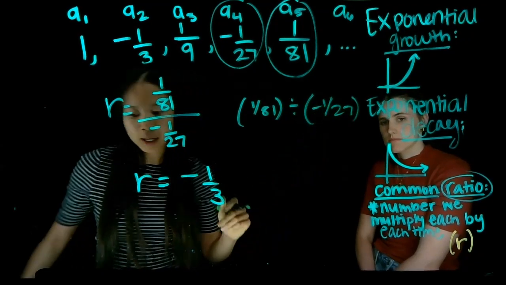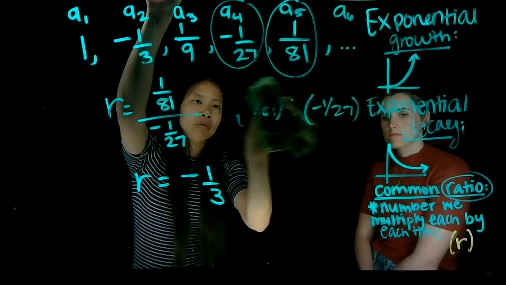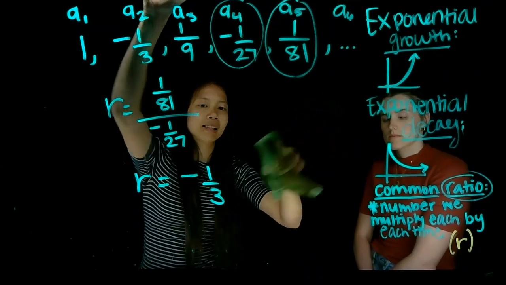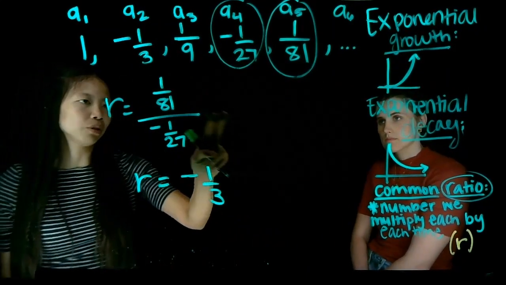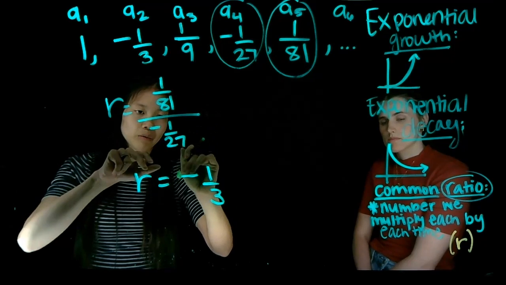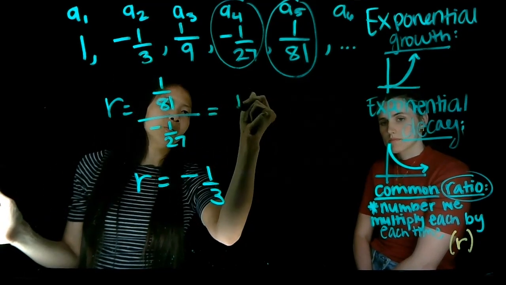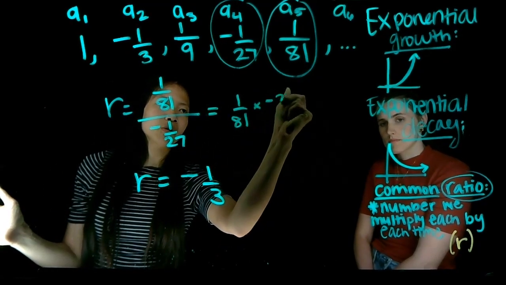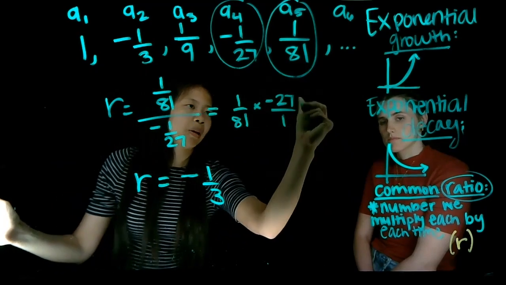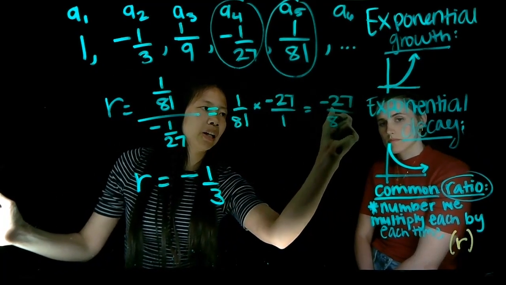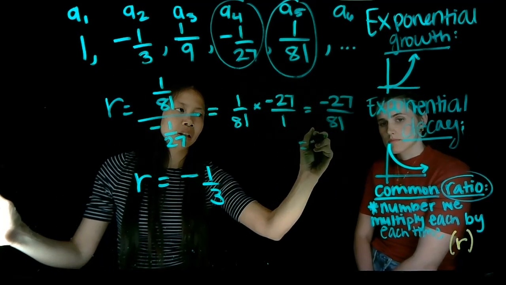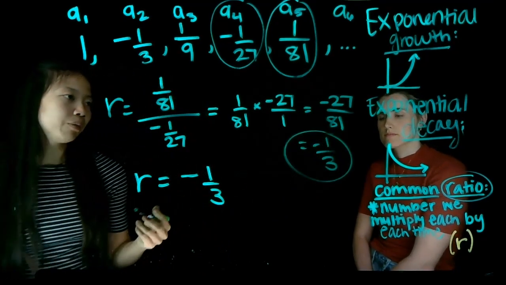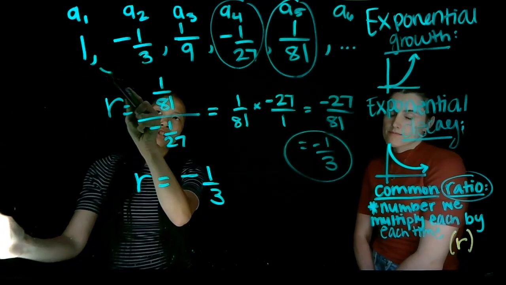You could type it in like that, or you could also remember our rule: when we divide by a fraction, that is the same as multiplying by its reciprocal. So 1/81 divided by -1/27 is the same as 1/81 times -27/1. Then if I multiply across, 27 over 81 simplifies down to -1/3. So that's another way you can find the ratio if you are unsure what the pattern is.